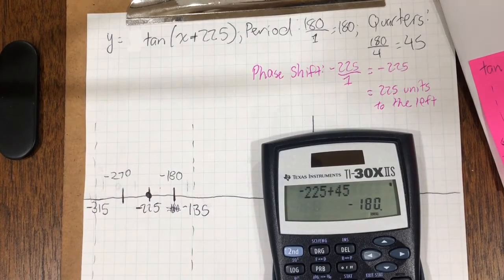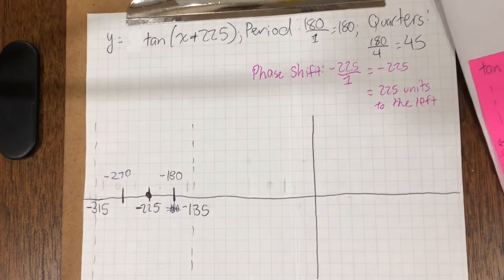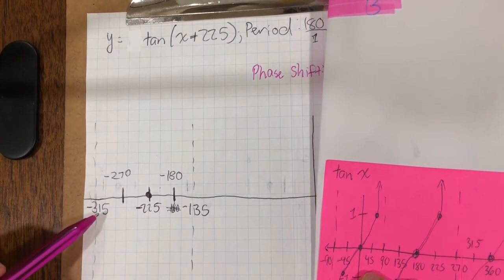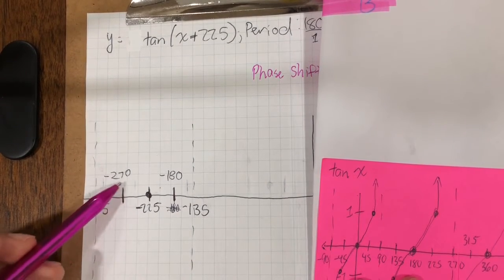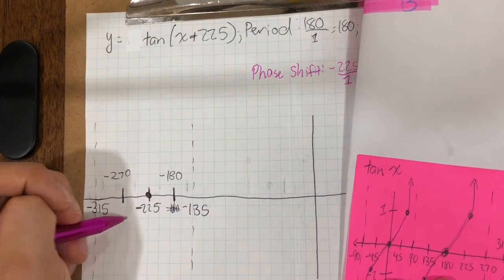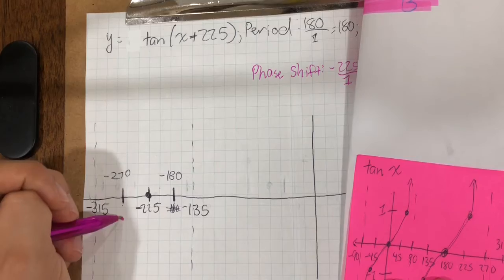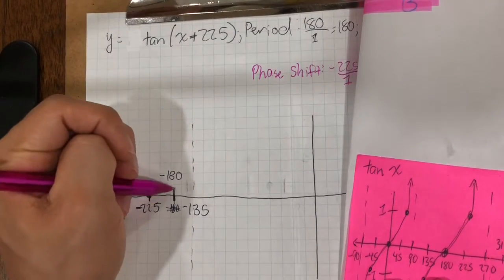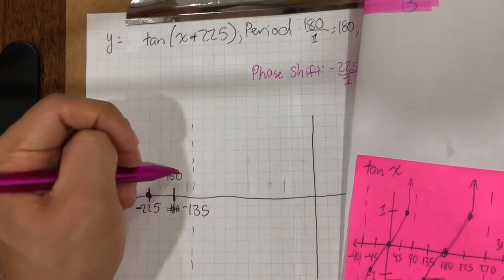So now I'm going to use the pattern to get my graph. After this first asymptote, my first x value is going to be the lowest point. So we have negative 270 comma negative 1. Then negative 225 is the mid. Then negative 180 is going to be the high. Connect my points.